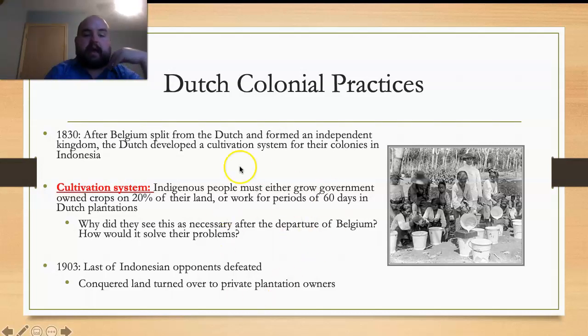Forcing indigenous people to, in one way or another, support the state economy is going to help make up those losses. By 1903, the system was so effective that the last of the opponents to Dutch rule in Indonesia were defeated, and all of the conquered land was turned over to private plantation owners. So essentially, this cultivation system can now spread across all of Indonesia.